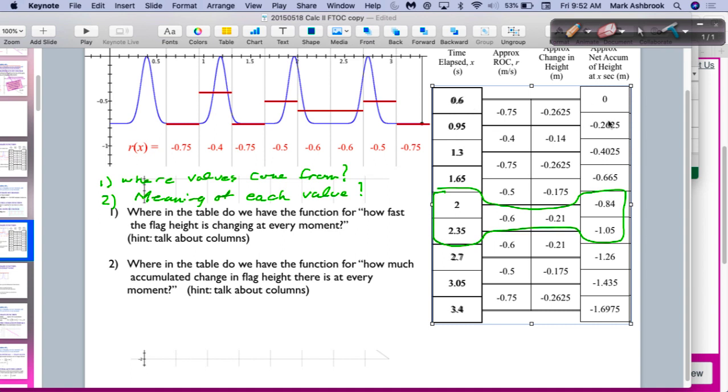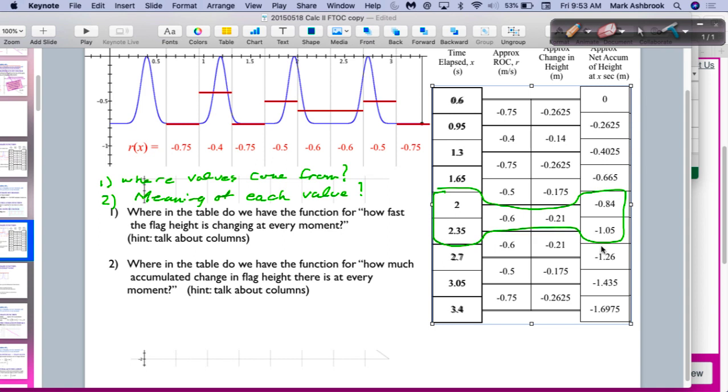So this is accumulating changes, right? What did we do to get these changes? We added up all the previous changes. We're keeping a running total, right? We keep accumulating changes. So then what is the negative 1.05? Somebody else, what's the negative 1.05? Okay, what accumulation of what and since when? Since 0.6. So accumulation of the height that the flag went down. Yeah, so this is telling us that the height has gone down a total amount of about negative 1, or it's gone down 1 meter since 0.6 seconds.